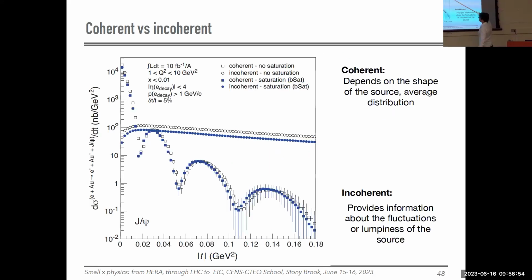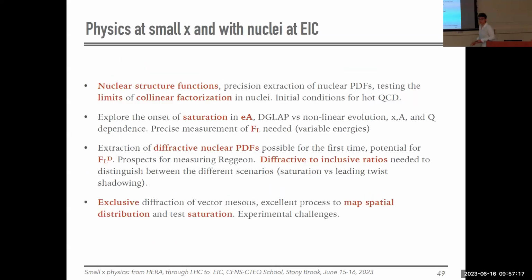And this incoherent part also provides some information. In fact, it can be shown that it provides information about the fluctuations, or more details about the structure or the lumpiness of the source. So I think that's all. I'm almost on time.